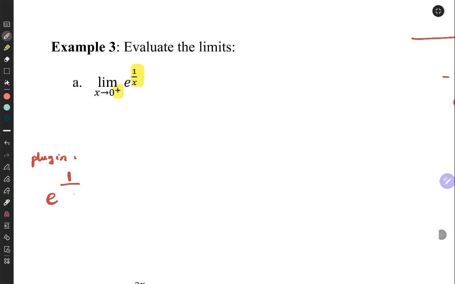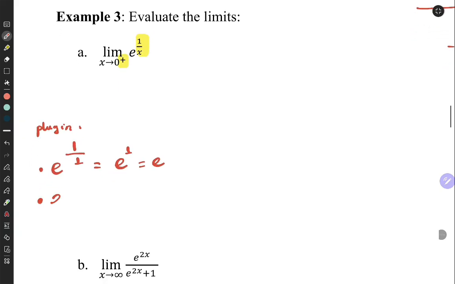Zero on the right. 1, okay, that's one option. That's e. Closer than that: 0.0001. Just don't use the calculator for this. Just this: 1 over 0.0001. 1 divided by 0.0001.